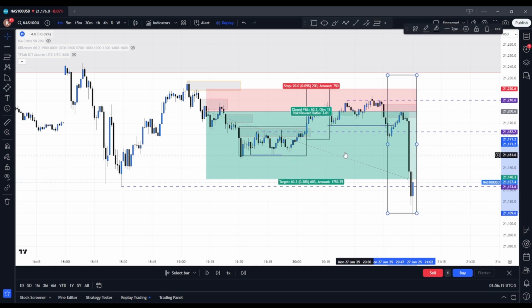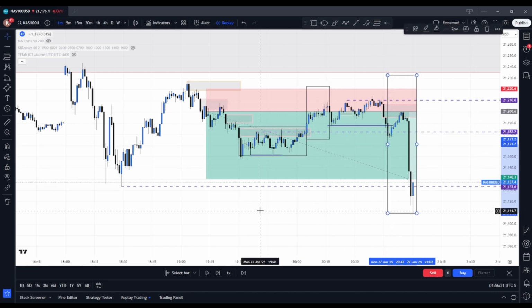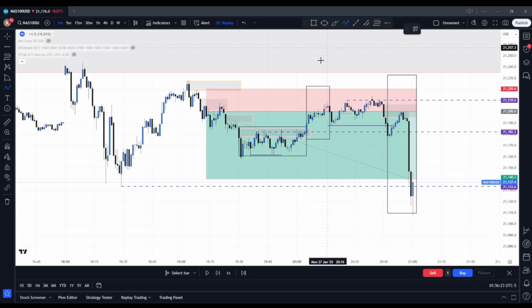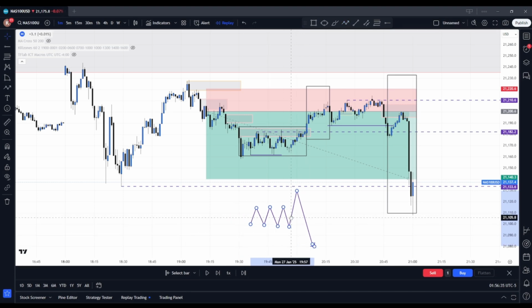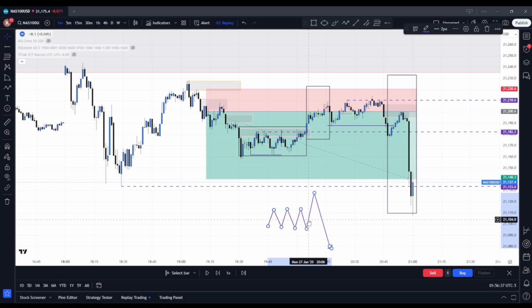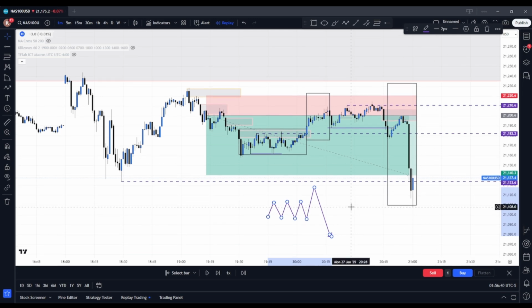So this would be a prime example of the power of three, AMD, which kind of just looks like this. Manipulation, distribution. This is the model. So when you're combining models within models, it keeps on adding that conviction onto the trade, and that's when you get a real winning trade.